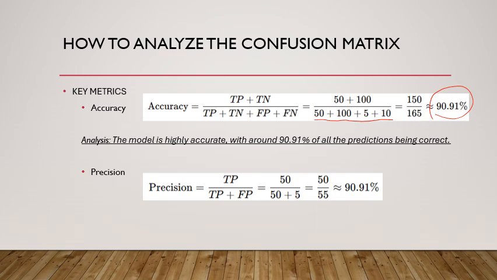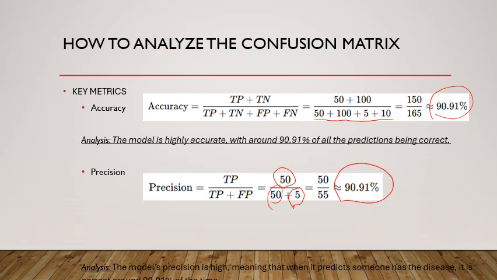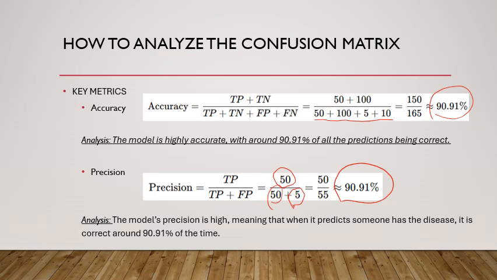Now for precision, we have here the formula: true positive divided by true positive plus false positive. Now let's substitute the values. The value for true positive is 50 divided by true positive plus false positive, which is 5. So we have 50 divided by 55, approximately 90.91%. It means that the model's precision is high, meaning that when it predicts someone has the disease, it is correct around 90.91% of the time.